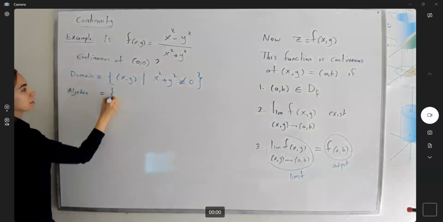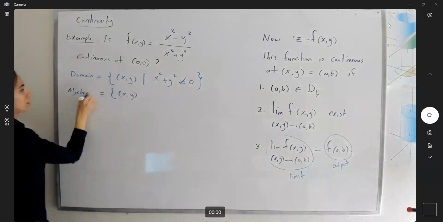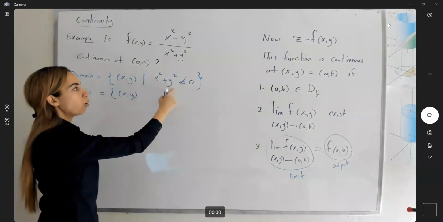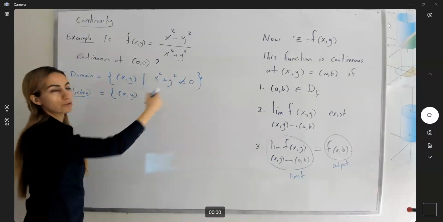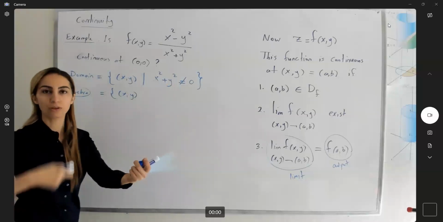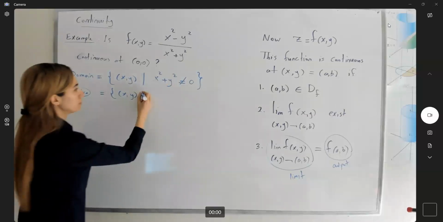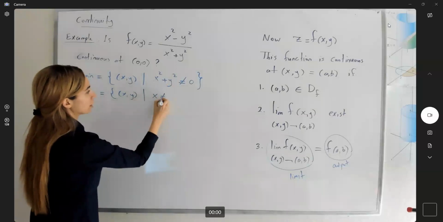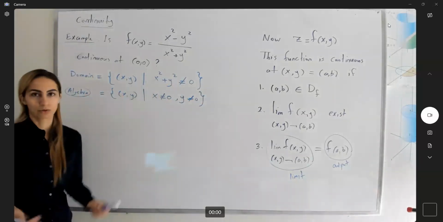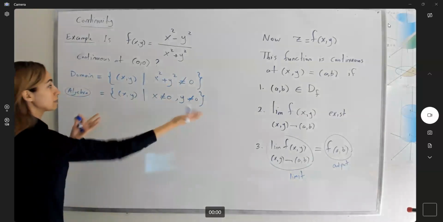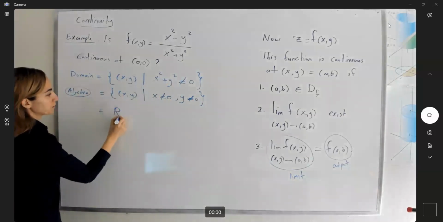From algebra, we know that this is equivalent to x and y such that the only value that can make x squared plus y squared equal to 0 is x equal to 0 and y equal to 0. So such that x is not 0 and y is not 0. So what's the meaning of that? It means that my domain is all planes.